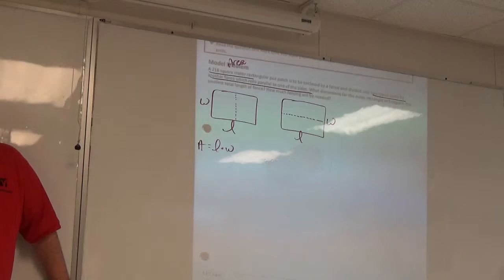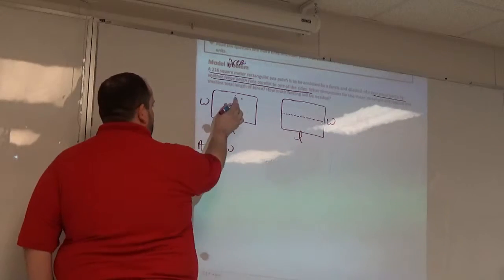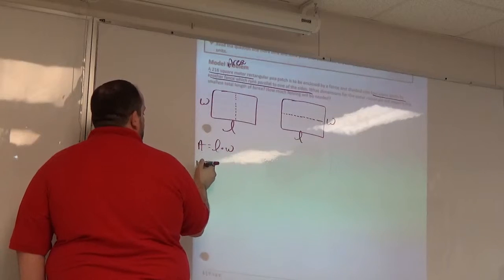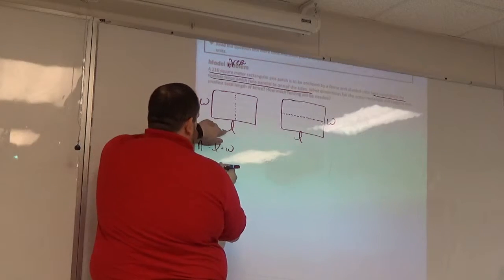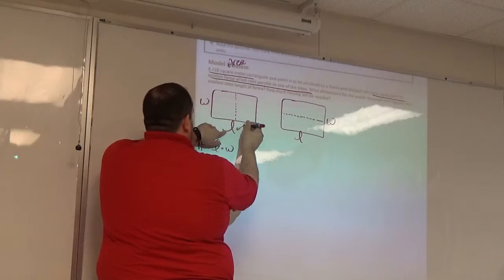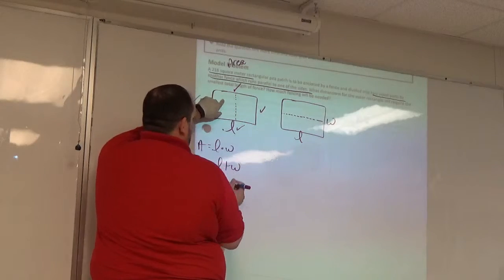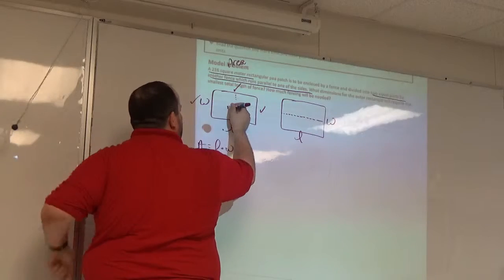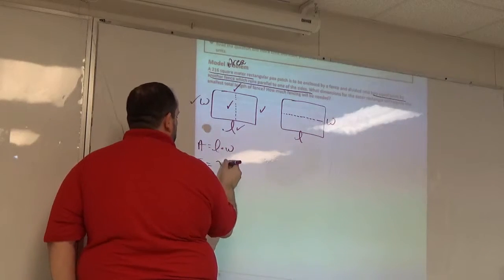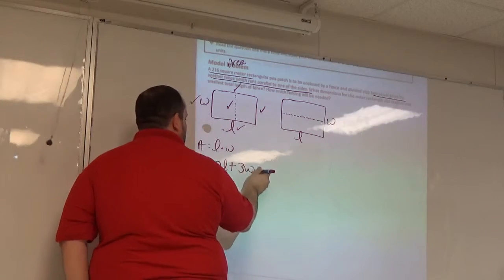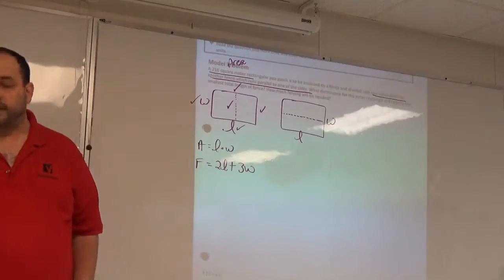Where does the fencing go? All the way around, and the middle. So if I'm going with this idea, my fencing equation is going to look like L, W, another L, another W, and another W, and then another W. So your fencing equation is going to be F equals 2L plus 3W.